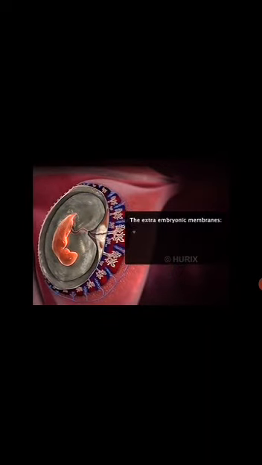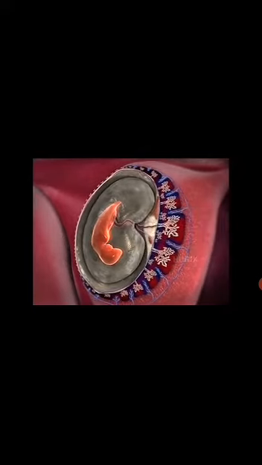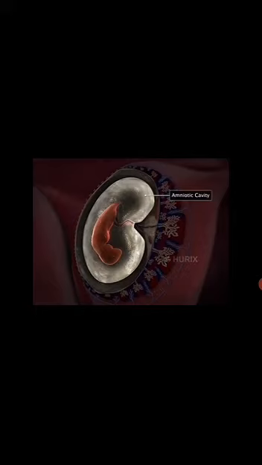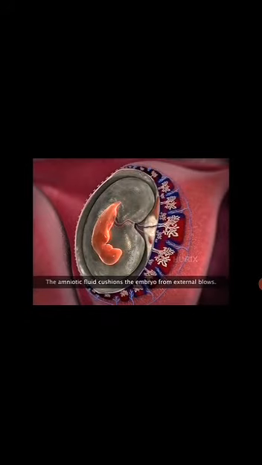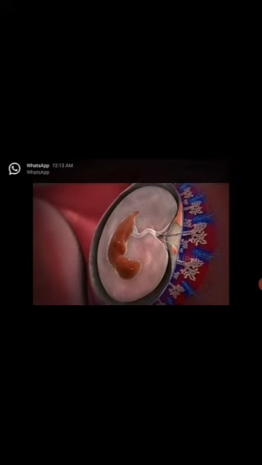The extraembryonic membranes protect the embryo, prevent it from drying out, and help in obtaining food and oxygen and eliminating wastes. The closed sac between the embryo and the amnion, called the amniotic cavity, contains the amniotic fluid. The amniotic fluid acts as a cushion for the developing embryo and protects it from external blows. The amniotic fluid contains fetal cells. In a process called amniocentesis, the amniotic fluid is drawn out and examined to detect any abnormalities in the fetus.